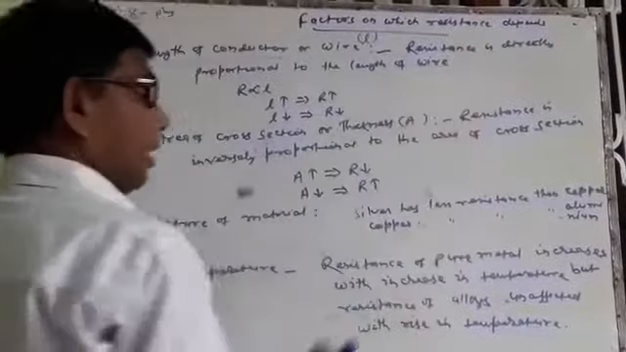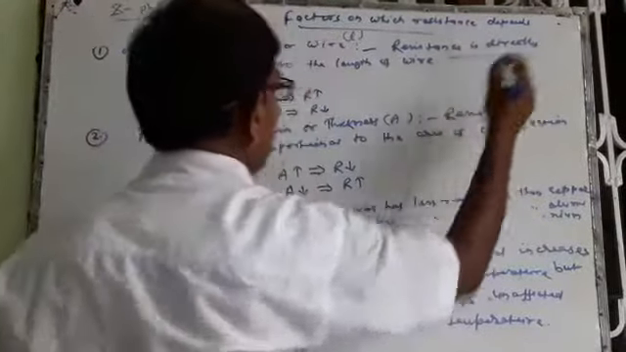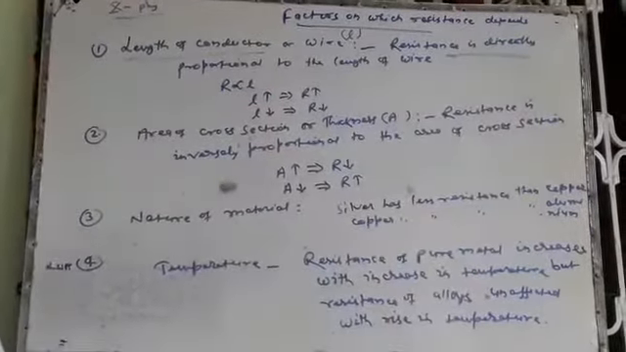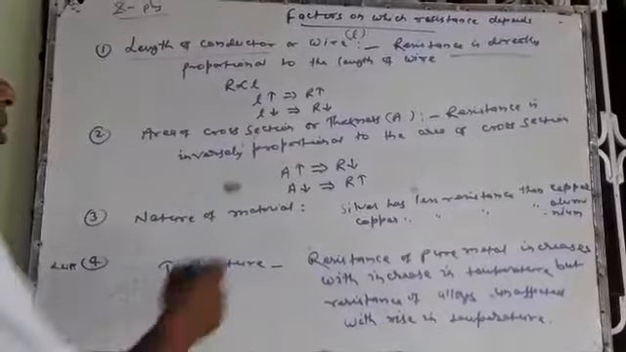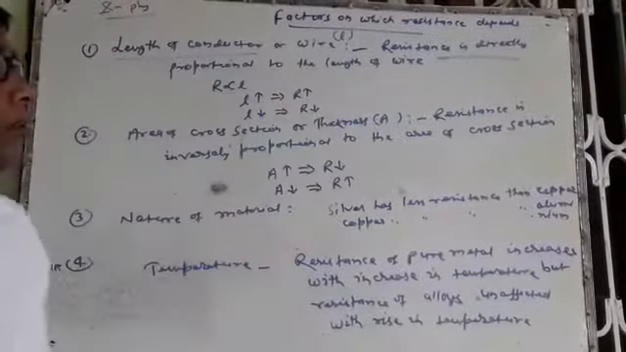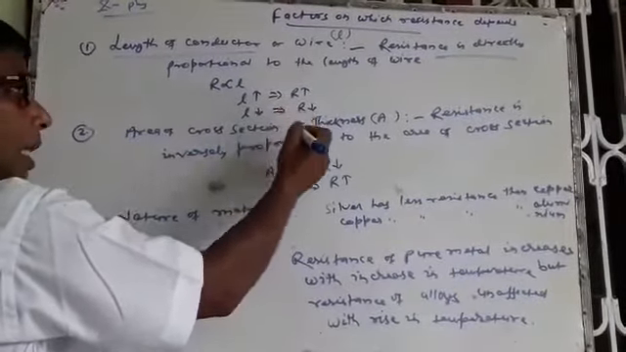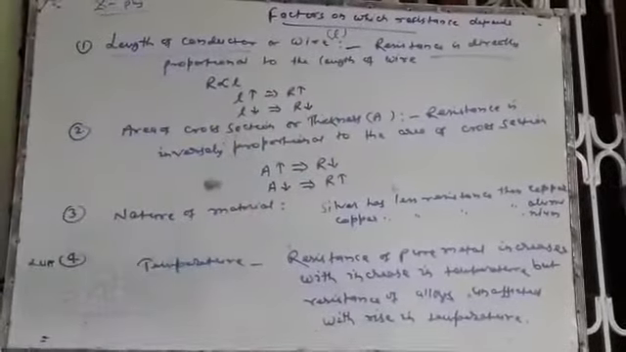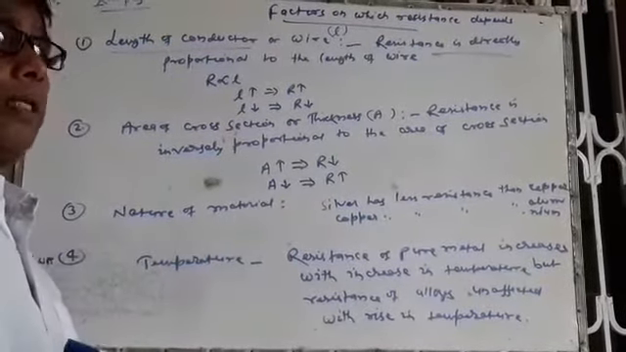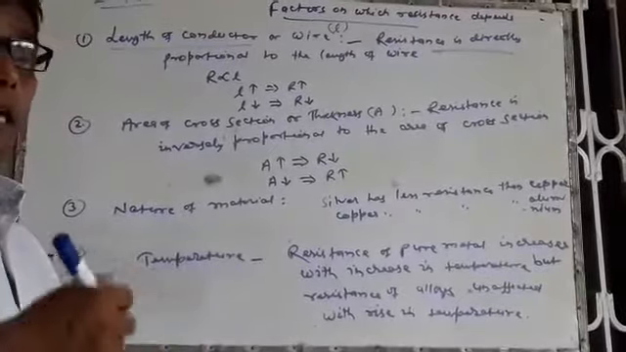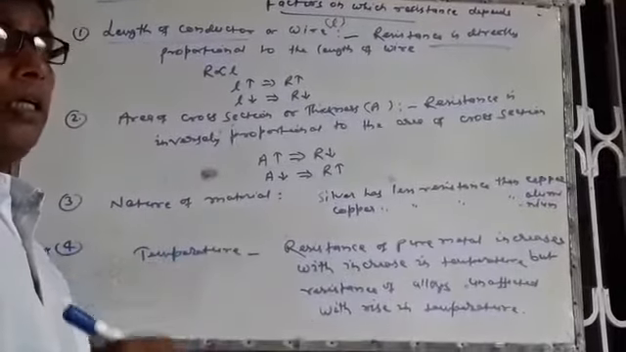It is found by experiment that resistance is directly proportional to the length of the wire or conductor. Directly proportional means if length is increased, resistance will also increase. If the length is decreased, this implies that resistance also decreases. This means if we have two wires of same material, one wire is longer than the other, the longer wire has more resistance than the shorter wire.